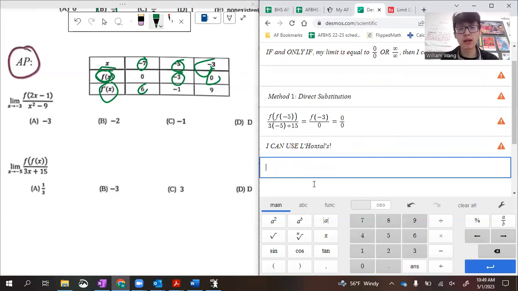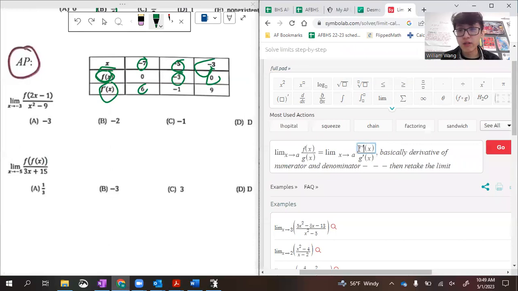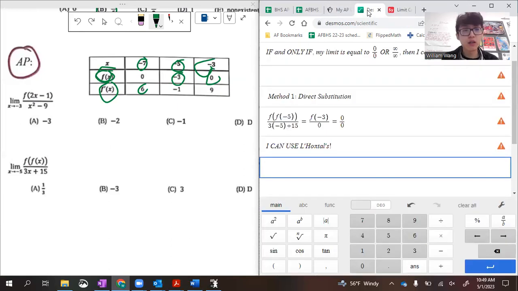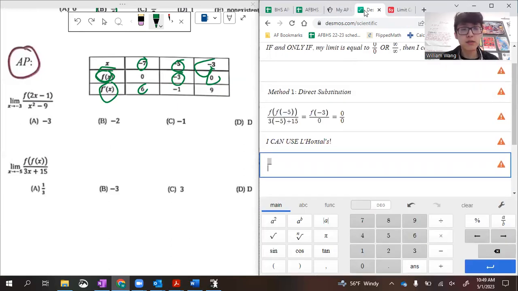All right, so let's apply L'Hopital's. Remember, L'Hopital's means instead of this function, I'm going to take the derivative of the top and the derivative of the bottom. Instead of this, I take the derivatives of each. Well, let's take the derivative first of the bottom. Let's say 3x plus 15, the derivative of that is just 3.